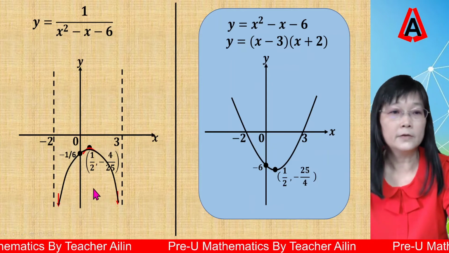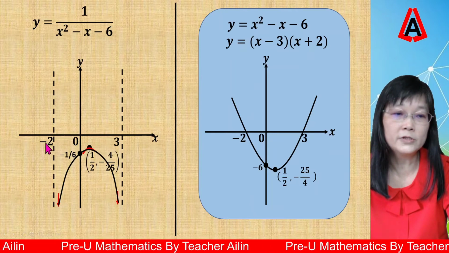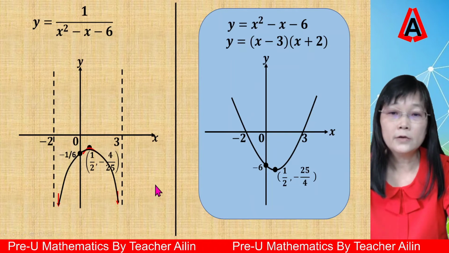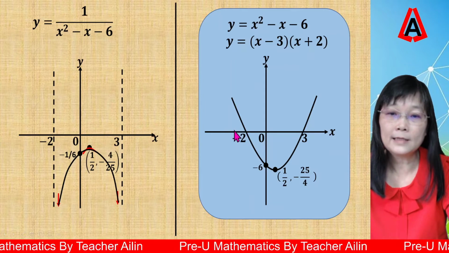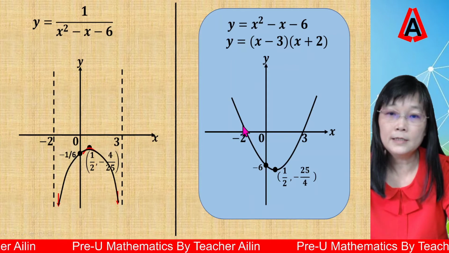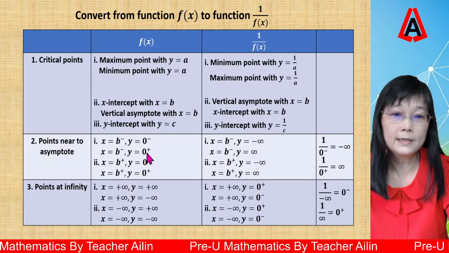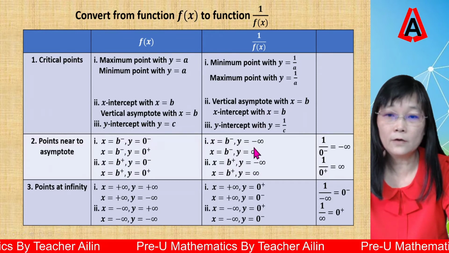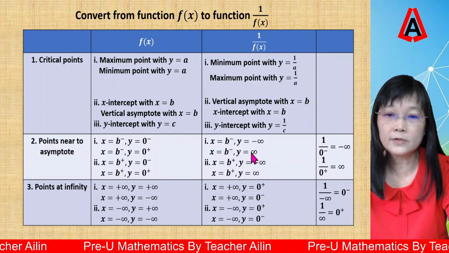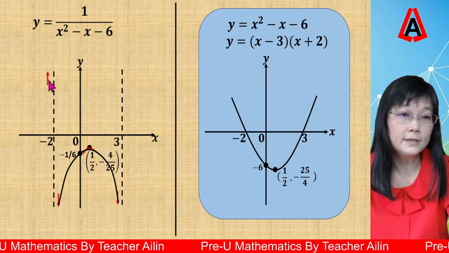So now we are going to look at this region which is less than -2. When x is slightly less than -2, we can see that y is slightly greater than 0. So when y is slightly greater than 0, when converted into the reciprocal function, y becomes positive infinity.